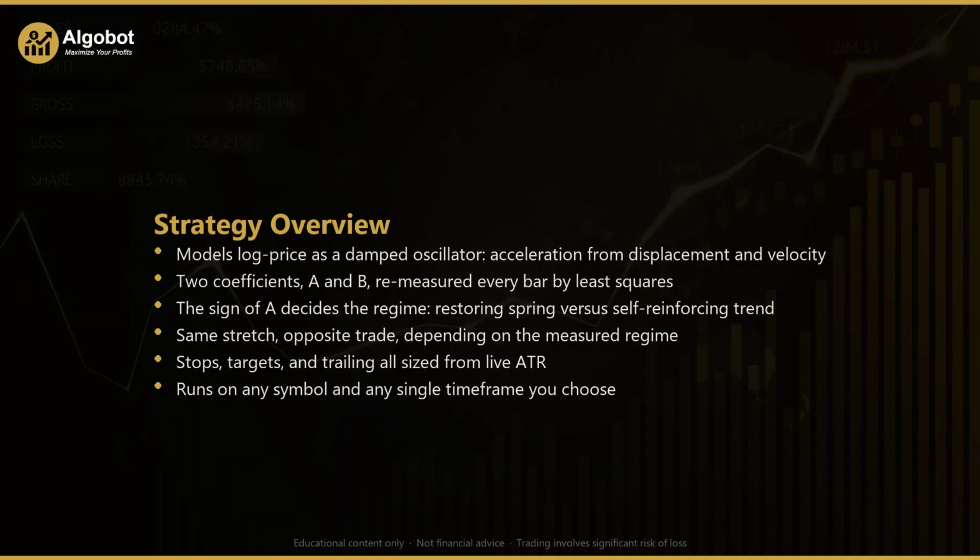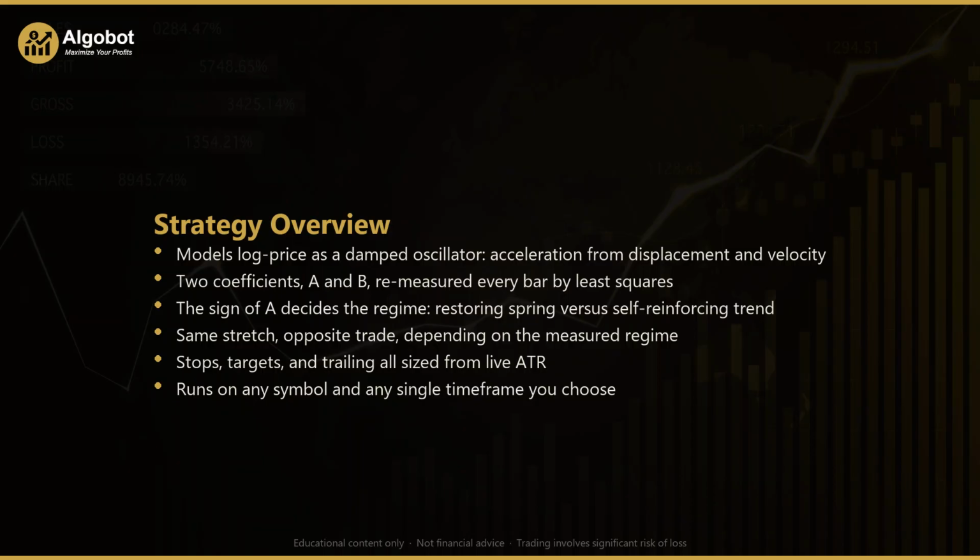So what does this expert advisor really do? At its heart, it makes one unusual assumption. Instead of reading indicators or naming candlestick patterns, it models the logarithm of price as a one-dimensional mass moving under a damped oscillator. In plain terms, it describes how price accelerates as a combination of two things: how far price sits from its recent center, and how fast price is already moving. Those two influences are captured by two numbers the strategy calls A and B.